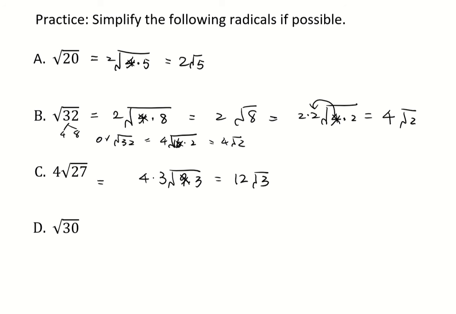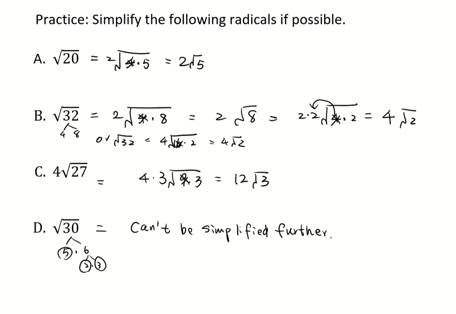D, square root of 30. Well, 30 is 5 times 6, while 6 is 2 times 3. Okay, so 30 is 5 times 2 times 3. There's not really any perfect square in it, so square root of 30 cannot be simplified. Or we can say it's already simplified.